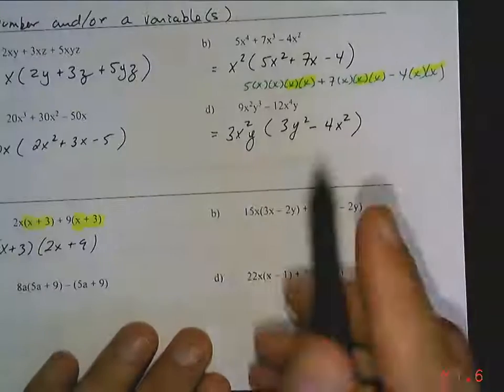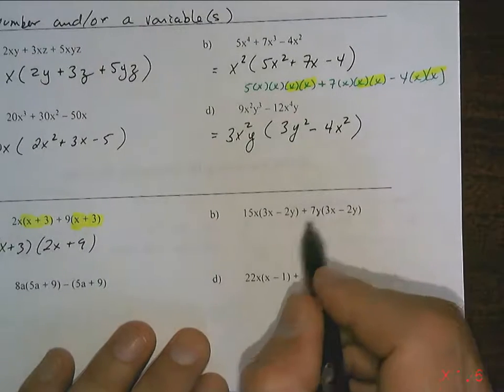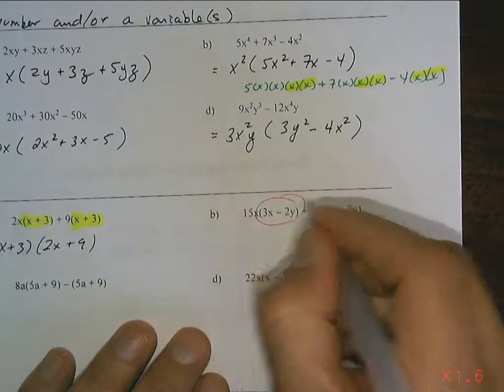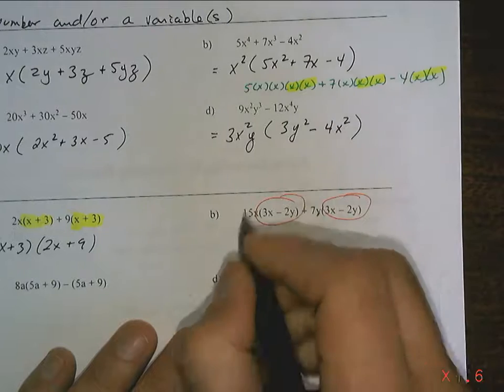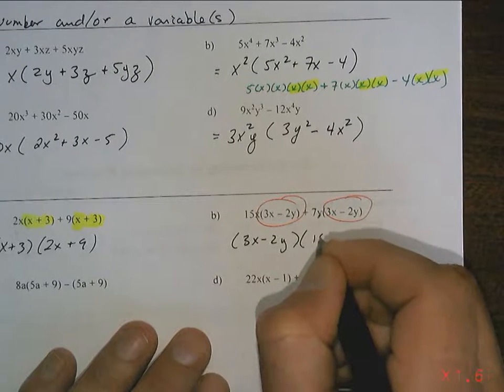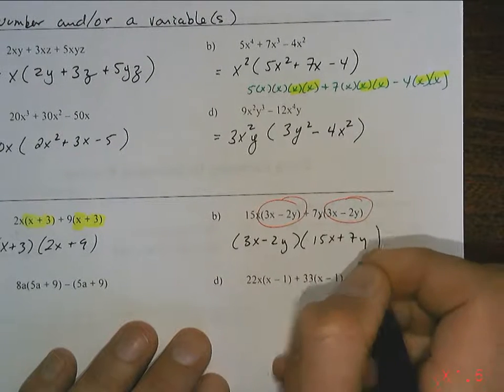Over here, so I have a 15x, a 17y. They got nothing in common. But the binomials are the same. Totally cool. So we're going to common factor out the binomial. And life is grand.